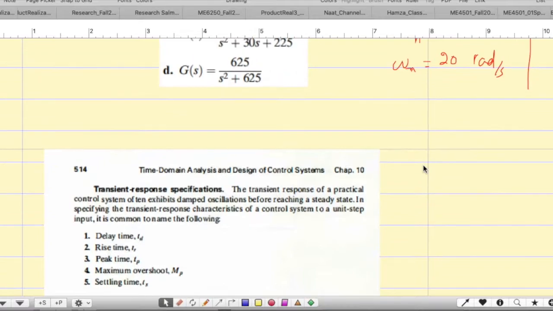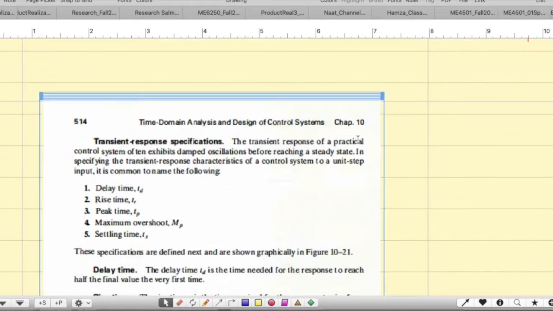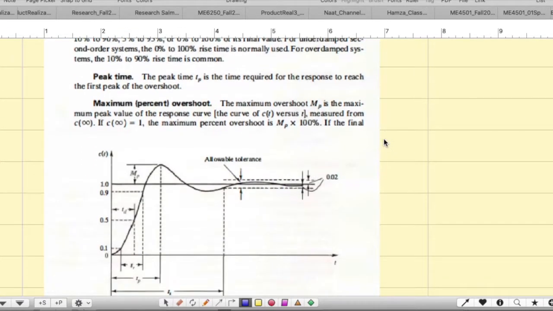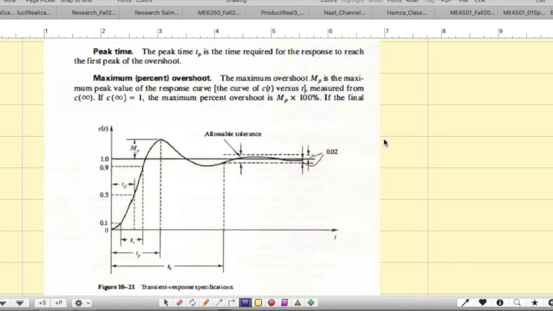We are looking at the transient response specifications. What is the transient response? If you have a time response of a system, of the plant, C(t) is the control variable. So these are the definitions.